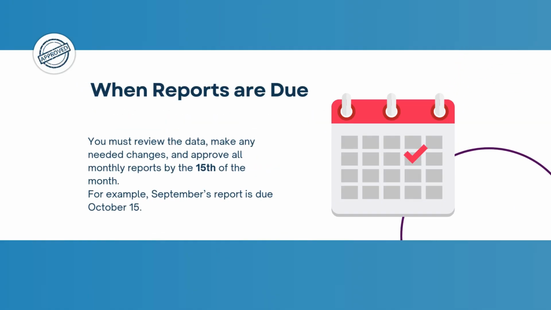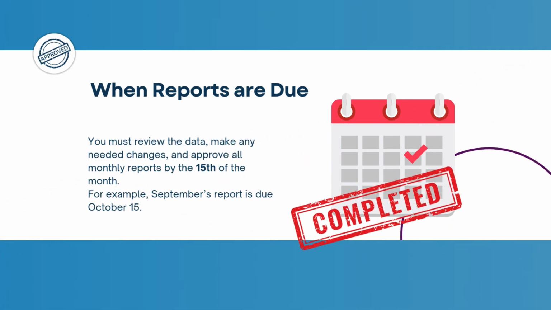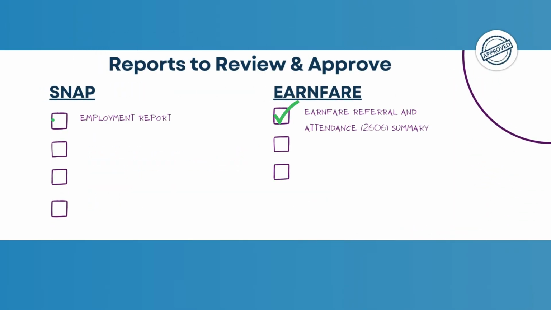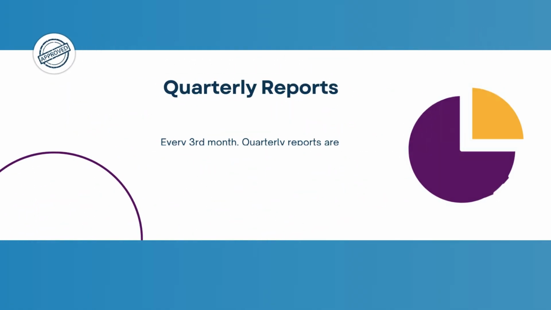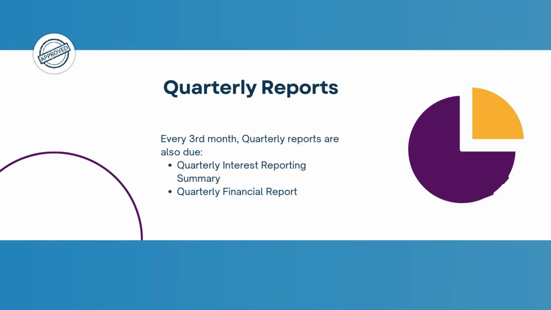You must review your data, make any needed changes, and approve your final monthly reports by the 15th of the month. For example, September's report is due October 15th. In addition to monthly reports, quarterly reports are also due every third month.